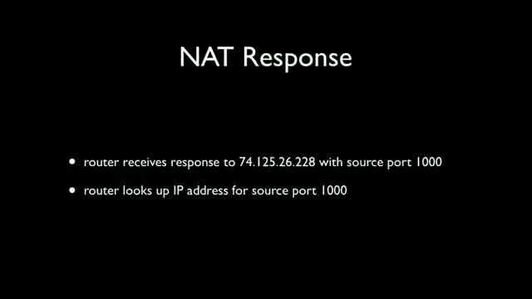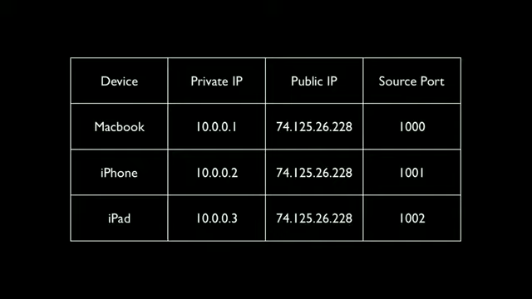I know I have this unique number. I'm going to go back into this table and use the source port to get an IP address. So if we back up, we're back at this table. Now the router is going to say, okay, well, I know the source port has to be 1000. What is the private IP that corresponds to that? It's going to be 10.0.0.1. So now the router knows where this request is actually going.